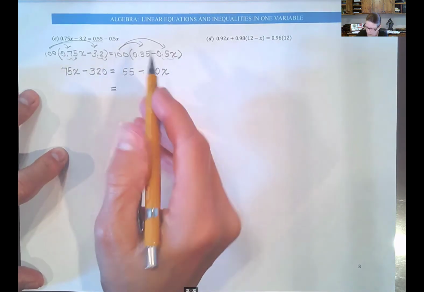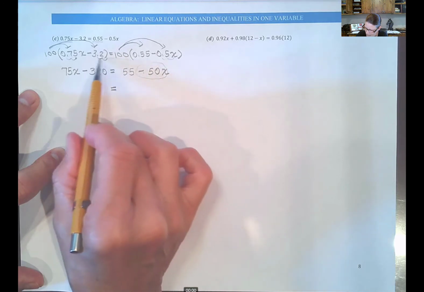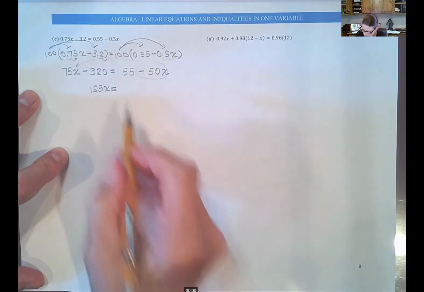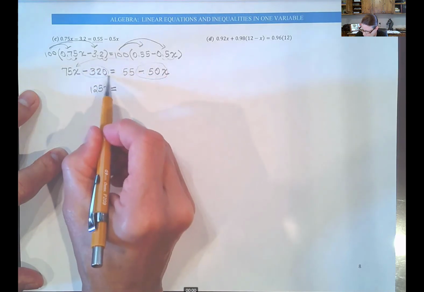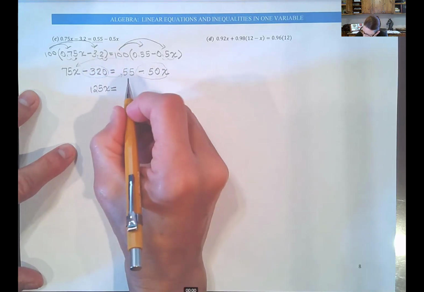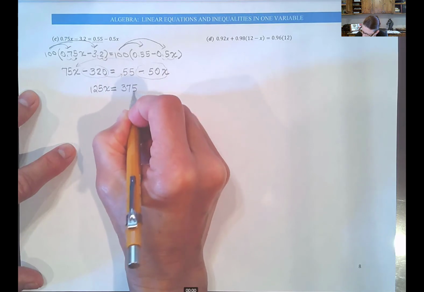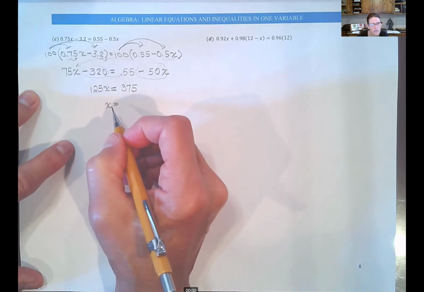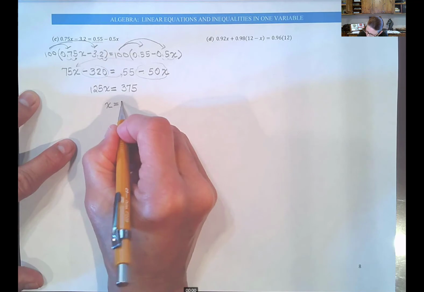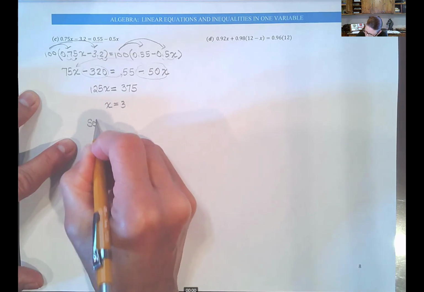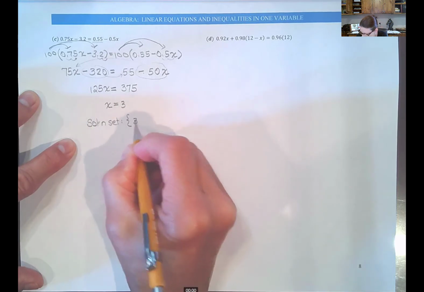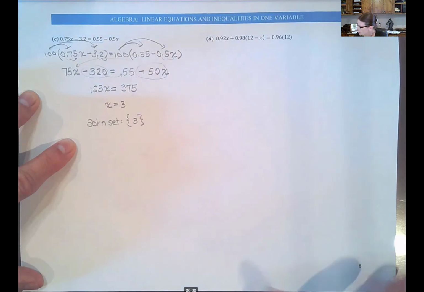I'm going to move my x terms to the left, so I'm going to add 50x to each side. 75x plus 50x is 125x. Same step, let's add the number terms to the right. 55 plus 320 is 375. And if we divide each side by 125, that's going to go into 375 3 times evenly. That's going to check. I'll leave that up to you. You can substitute that into the original equation. It yields a true statement. We say the solution set is 3.